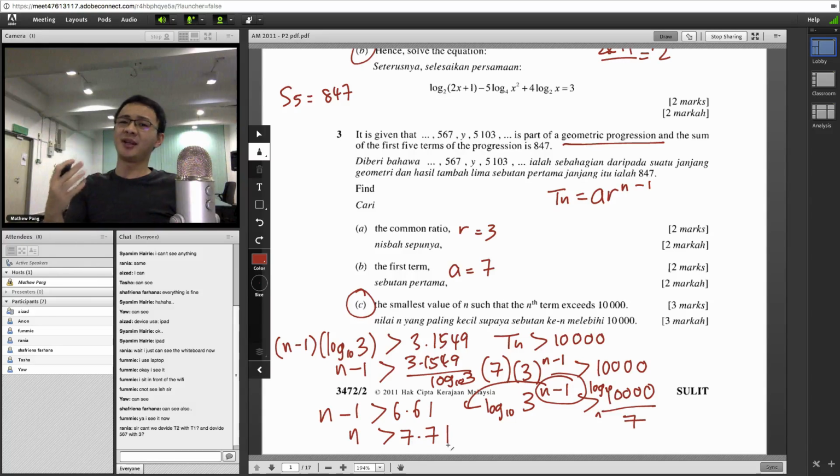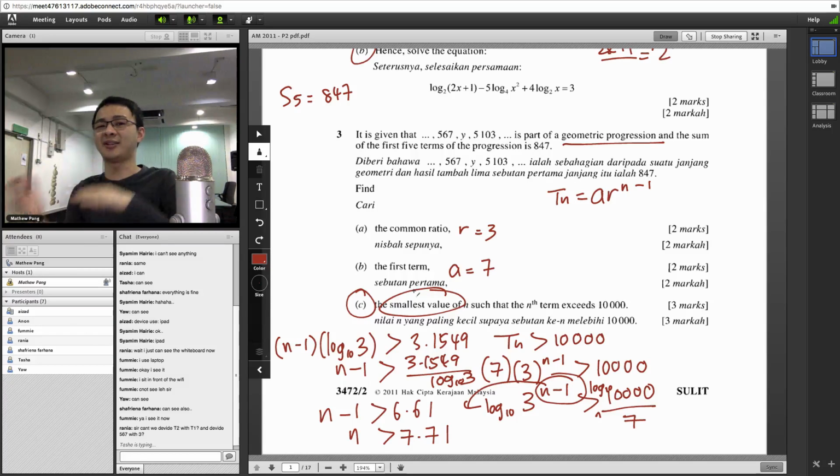When n is bigger than 7.71, there are so many answers you can get: 8, 9, 10, 11, 100, 200, 900 until infinity. But the question asks for the smallest value. So when n is bigger than 7.71, the smallest value you can get is 8. You just imagine 7.71, the next one will be 8. So the answer is n equals 8. Can you get it?